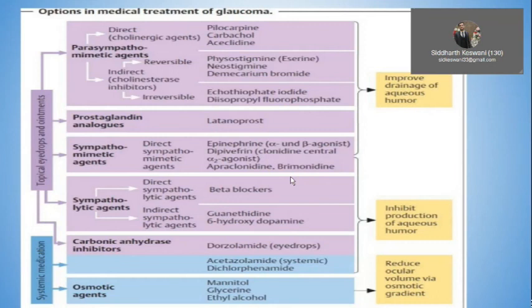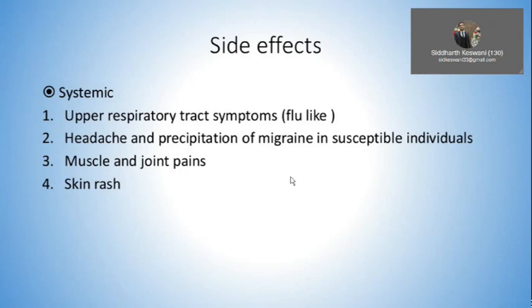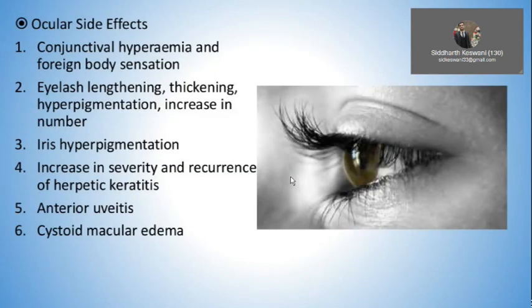Side effects are generally systemic. We have upper respiratory tract symptoms, flu-like symptoms, headache, sometimes migraine, then muscle and joint pains, and skin rashes. Ocular side effects can be conjunctival hyperemia, foreign body sensation, thickening, hyperpigmentation, iris hyperpigmentation, anterior uveitis, or sometimes a CME, cystoid macular edema.